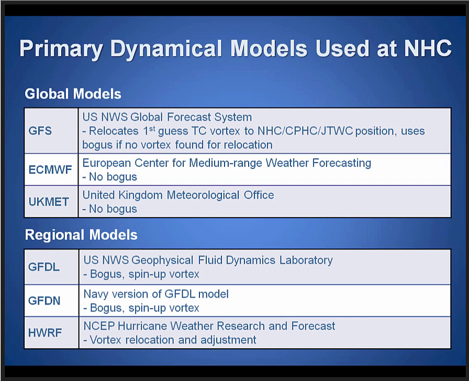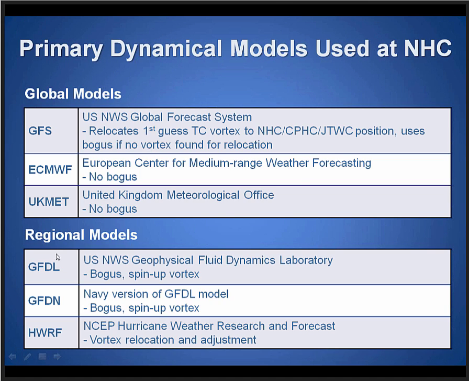So the global models. We take a look at the Global Forecast System, the European Center for Medium-Range Weather Forecasting, and the United Kingdom Meteorological Office. This year, we're also taking a look at the Japanese global model. We still have access to the Canadian global model and the Navy global model, but don't rely on those nearly as much as these first three.